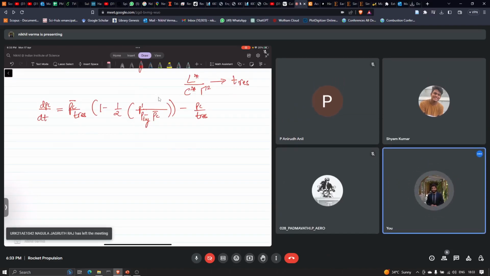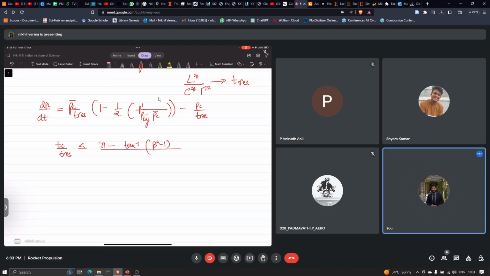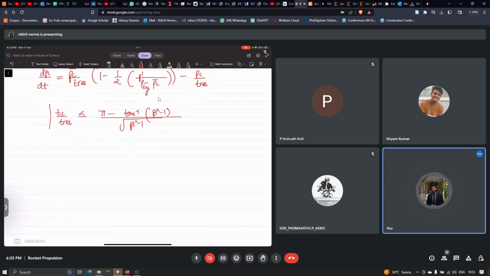Now what we have to do is some frequency analysis on this, and after that, we will get this relation: Tc by T residence, for stable combustion, should be less than this value. This comes from the analysis of how pressure is changing inside the combustion chamber, so this is the condition for stable combustion. Let me do one problem, then it will be clear to you all.